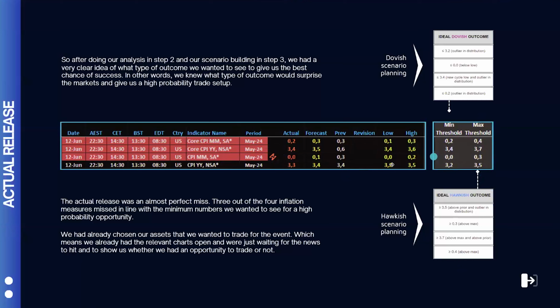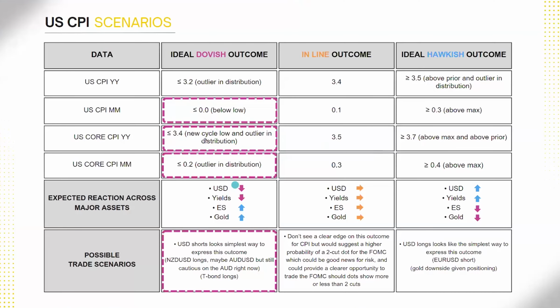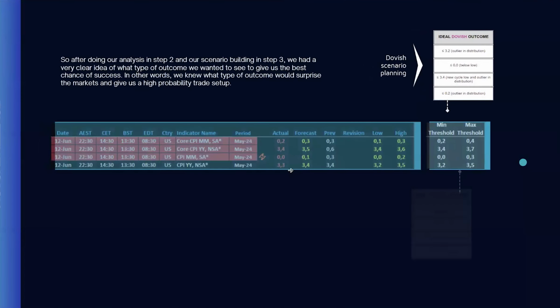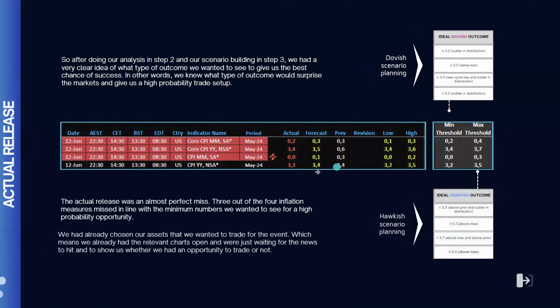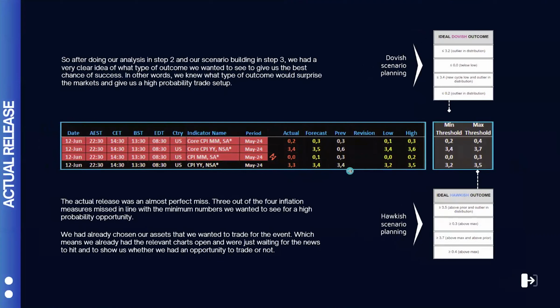Very simple. So just to visualize this type of miss in terms of our scenario planning, we basically got 3 perfect misses that we were looking for in order to trade this as a miss. It was literally only one of them that didn't give us our minimum threshold, but even then it was still a solid miss because it was a print below the forecast and below the prior. So it was a new cycle low. It just wasn't the number that we were looking for to give us that ideal outcome.